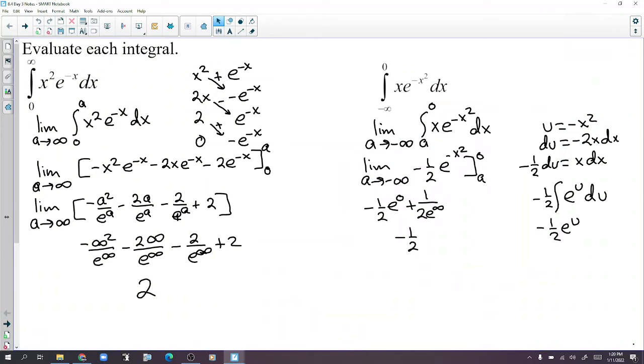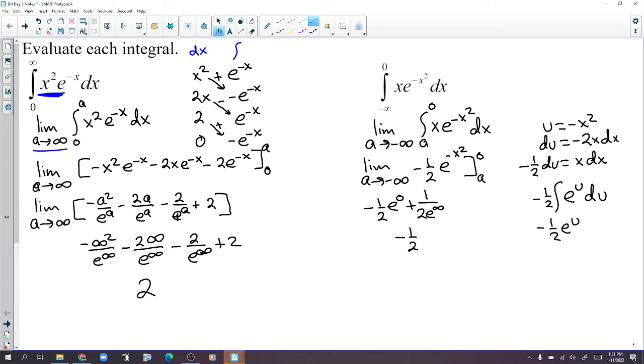This is 8-4 day 3 notes, and we start out by evaluating each integral here. Let me pick a different color. This one we're going to do integration by parts. In other words, we're going to do tabular. So here's tabular, here's the derivative, here's the integral. But we're going to do the limit as a approaches infinity from 0 to a.